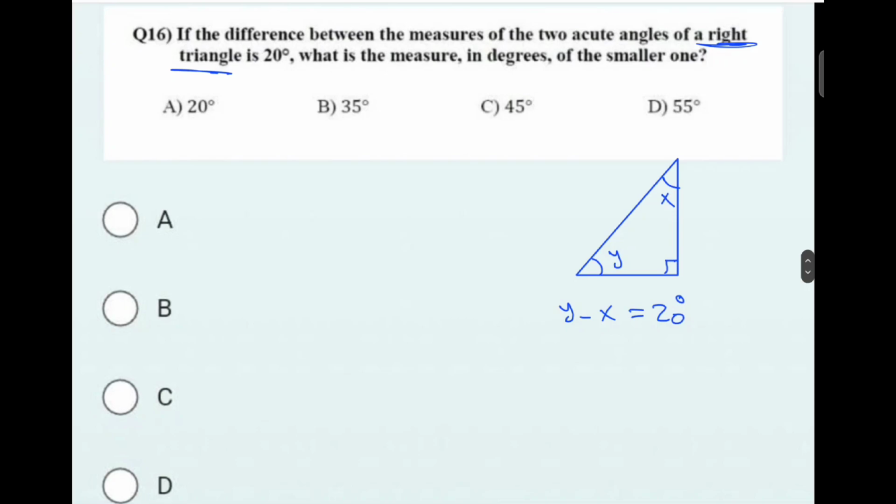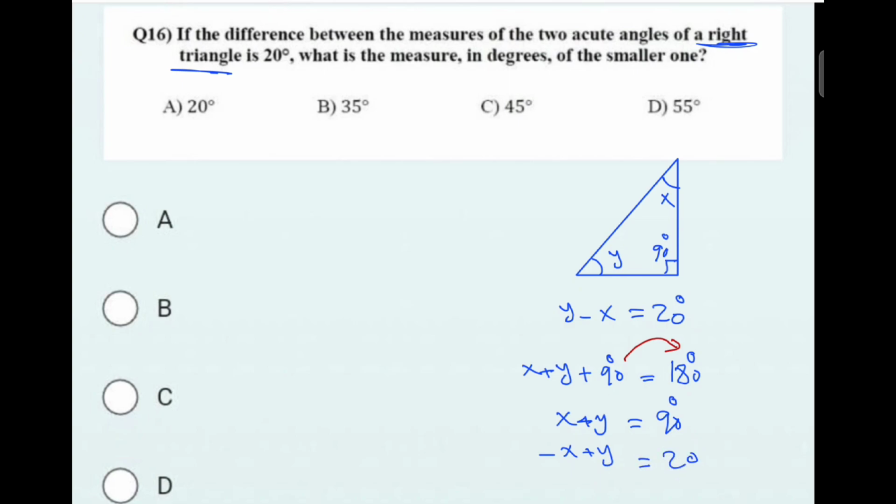So we know also from the sum of the angles in any triangle, x plus y plus 90 degrees, the sum of these three angles is always equal to 180 degrees. So x plus y, if you take this 90 to the other side, it becomes negative. So it will be 180 minus 90, which is 90. So the sum is equal to 90, and the difference, minus x plus y, is equal to 20.